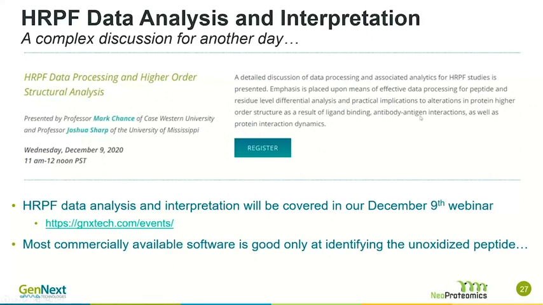I will tell you off the bat, most commercially available software that people use for proteomics is good for identifying unoxidized peptides. It can be good for telling you that you have an oxidized peptide, but it's usually not going to be very good at telling you exactly where the oxidation occurred, and it's going to be very bad at trying to quantify exactly how much oxidation occurred at each site. So if you try to use that, please make sure you do a lot of manual auditing of the data, because there's going to be a lot of mistakes with most commercially available software.